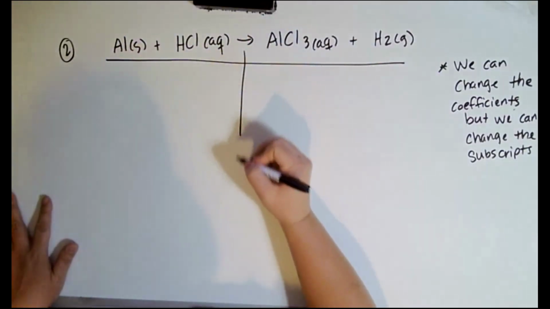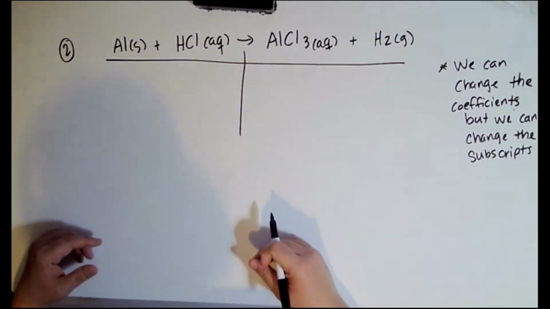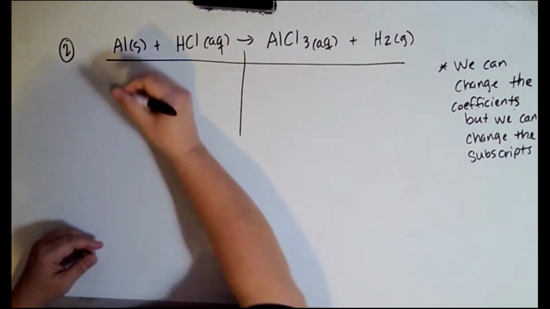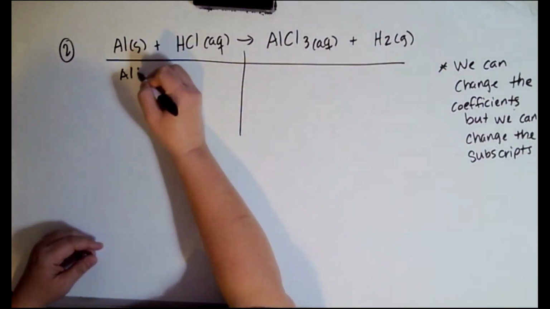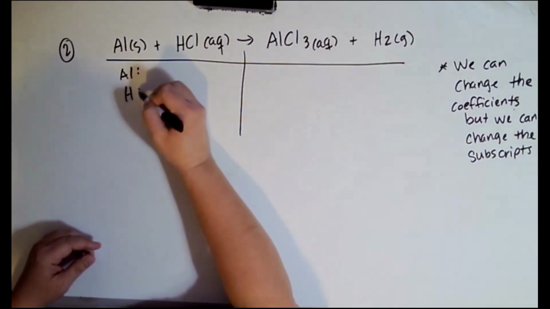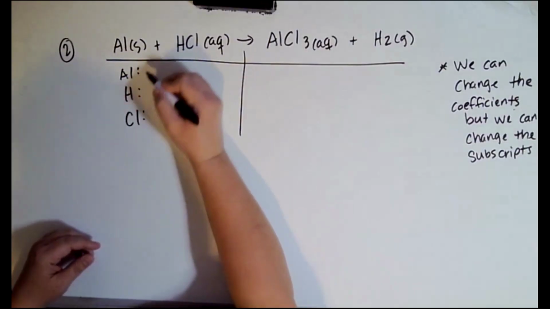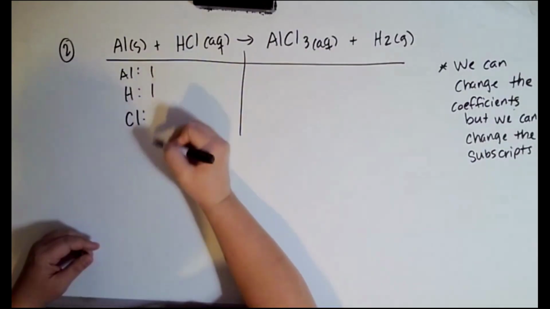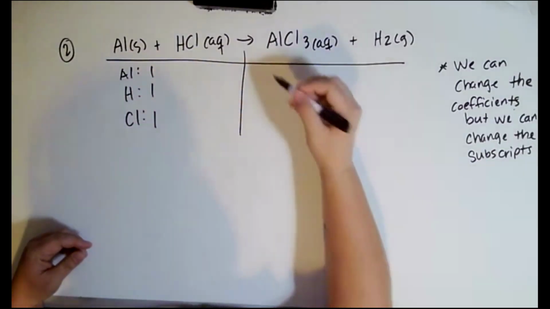So we're going to start off by making our little table that's going to help us keep track of how many of each atom that we have on each side. And we have aluminum, hydrogen, and chlorine on each side. So on our left side, we have one of everything.